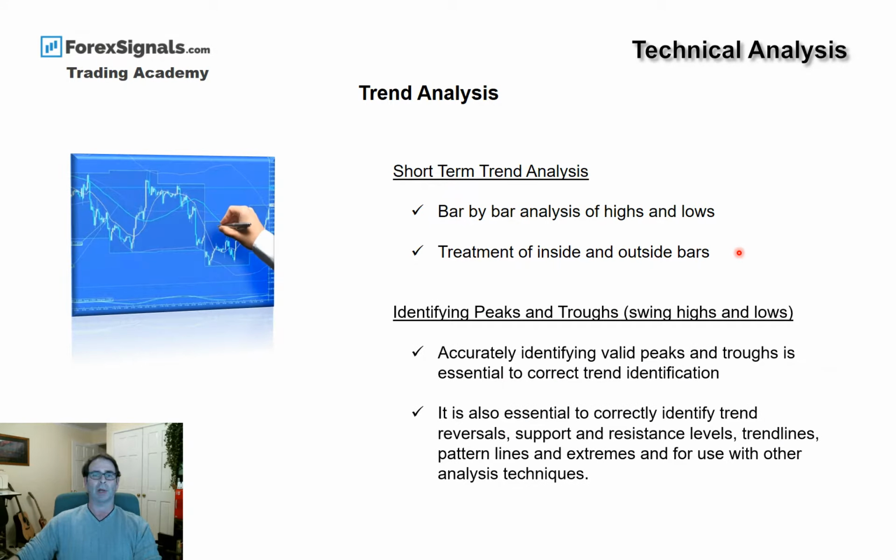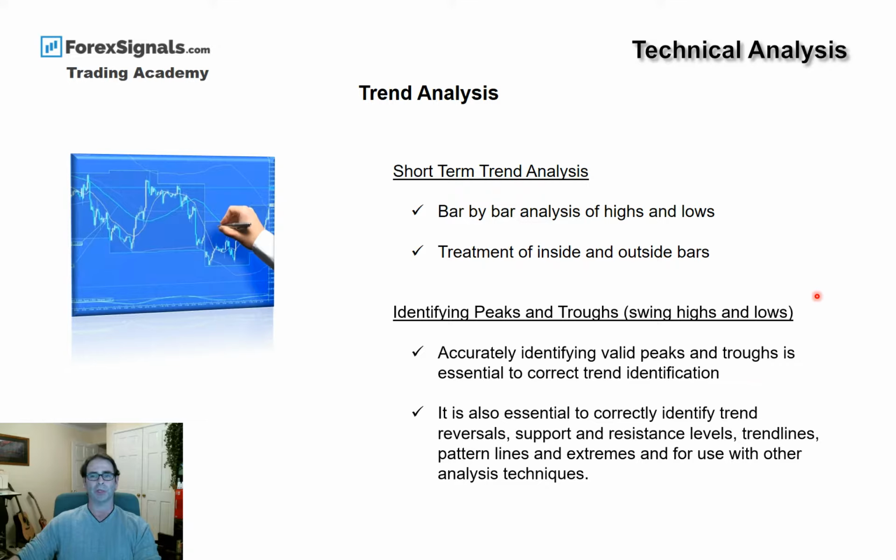We looked at correctly identifying peaks and troughs, or swing highs and swing lows, and we looked at how we can accurately identify valid peaks and troughs and how this is essential to correct trend identification. It is also essential to correctly identify trend reversals, support and resistance levels, trend lines, pattern lines, and other extremes, and for use with other analysis techniques.